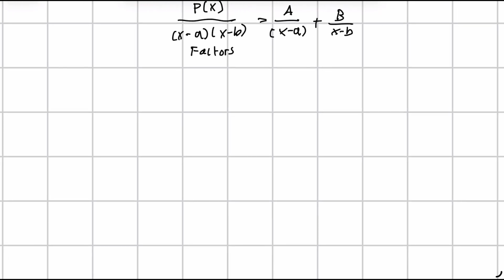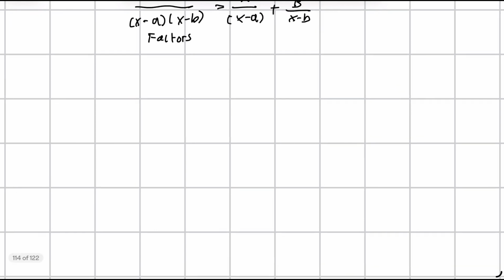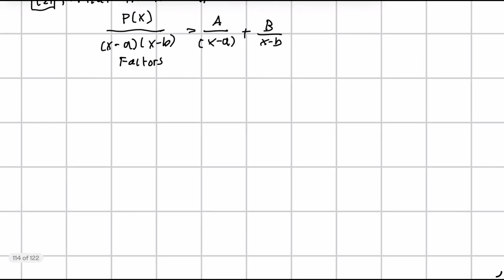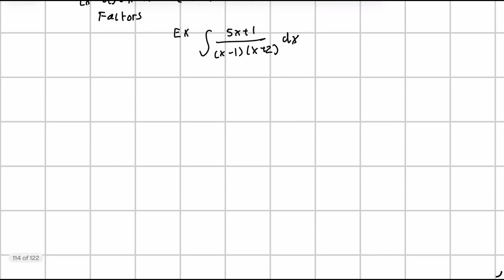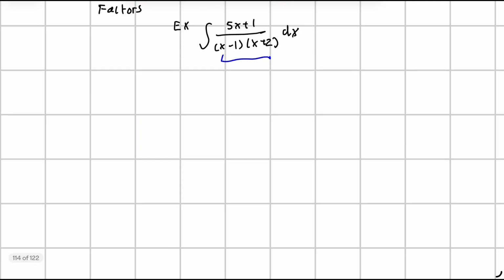The first thing we do is we have to factor the denominator, right? Then we're going to split into these fractions here. Then we're going to solve for the constants, and then we're going to integrate the logs. So let's say we have the integral of 5x plus 1 divided by x minus 1 times x plus 2 dx. So you're going to split this into A over x minus 1 plus B over x plus 2.